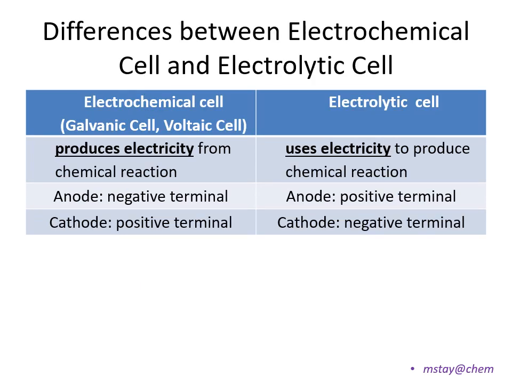Next, how about the difference between the electrochemical cell and the electrolytic cell? Basically, the electrochemical cell produces electricity, while the electrolytic cell uses electricity. So in the electrochemical cell, the anode is the negative terminal, while for the electrolytic cell, the anode is the positive terminal.